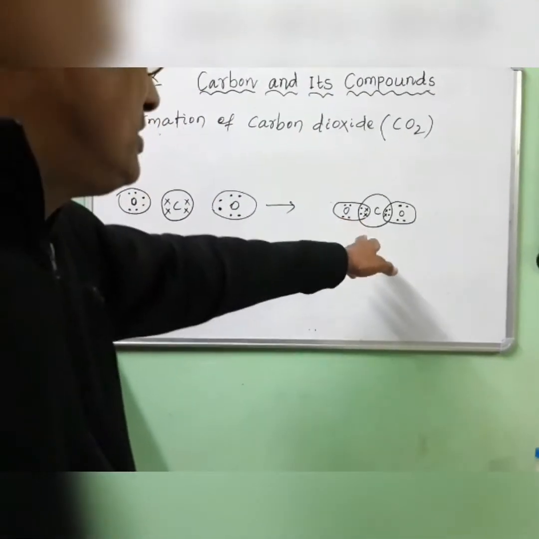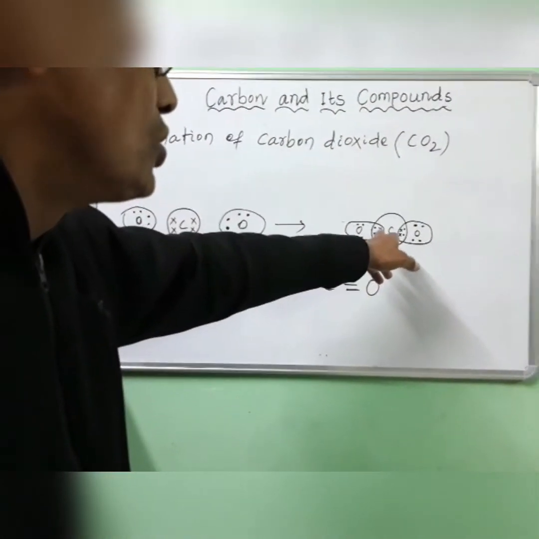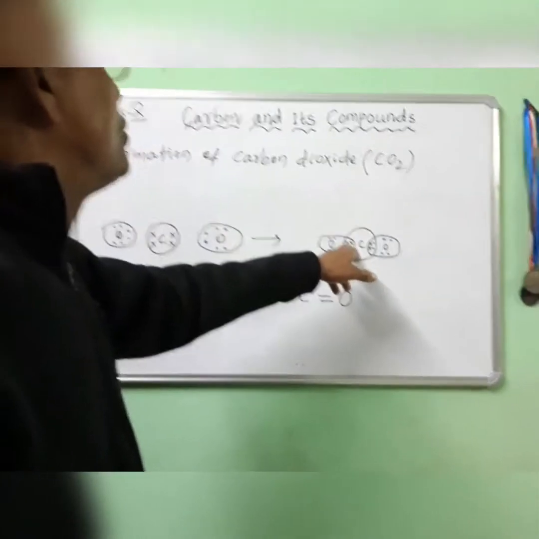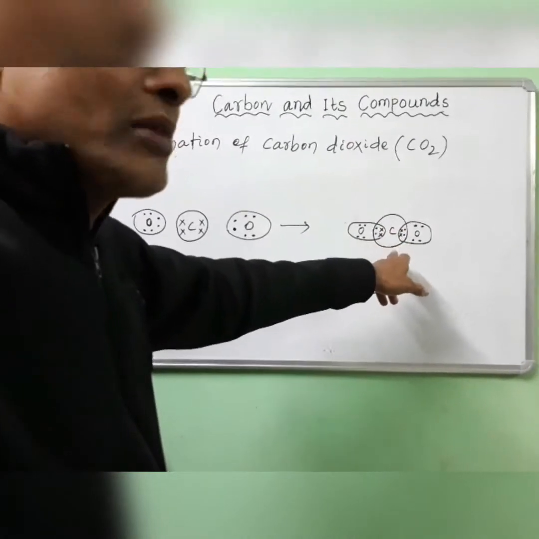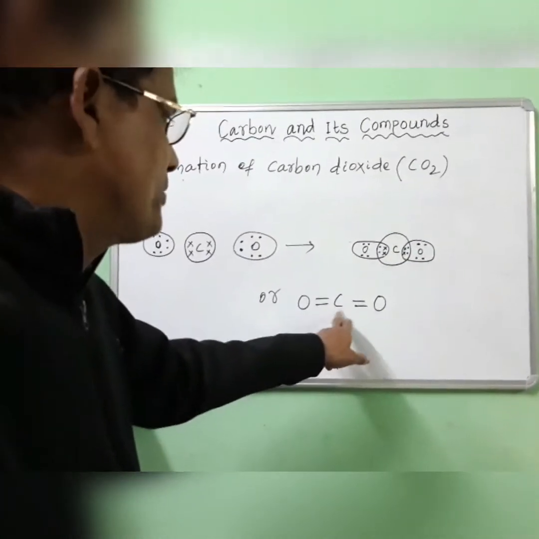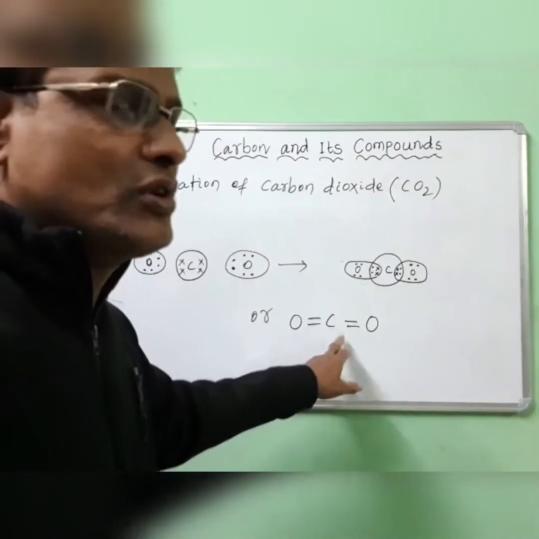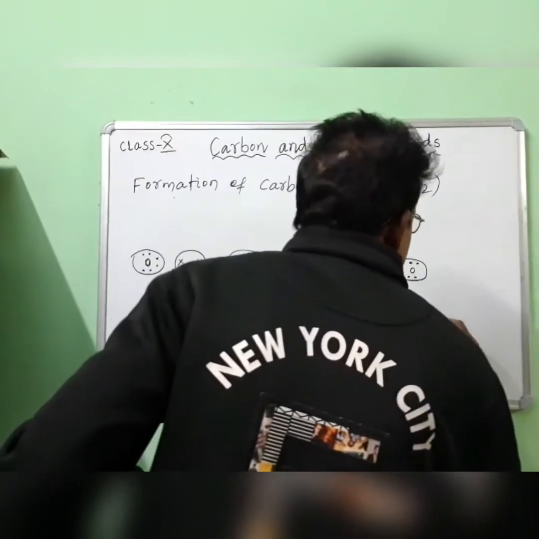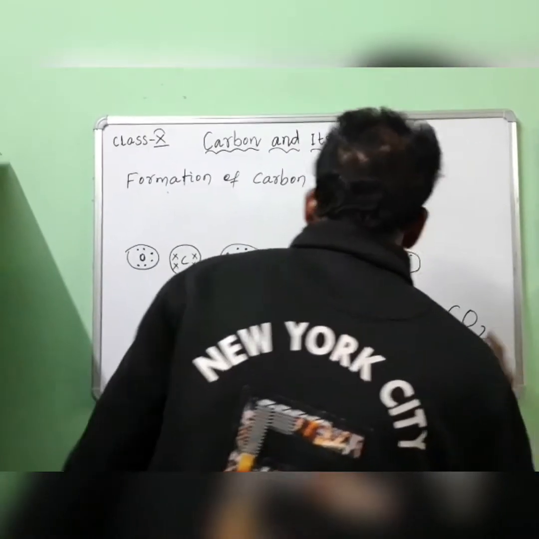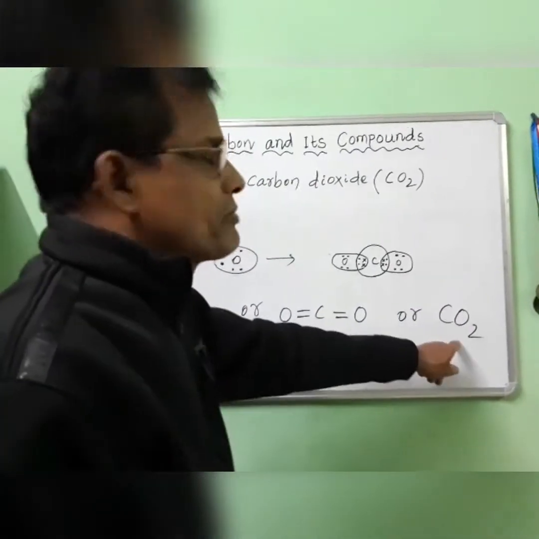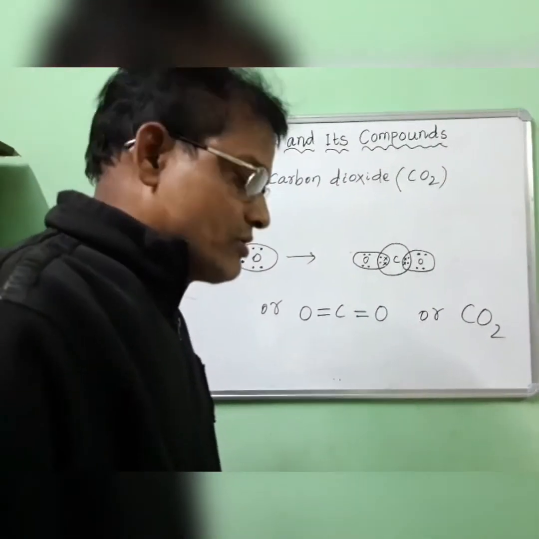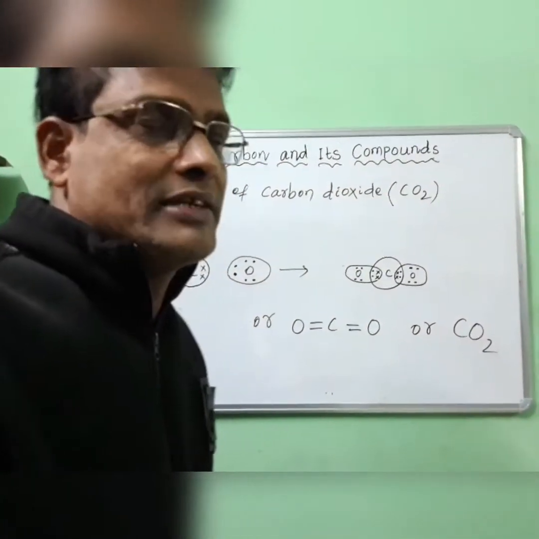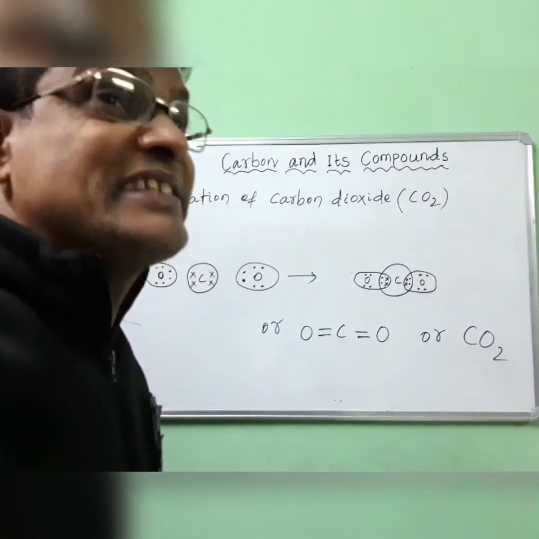So here see, two pairs of shared electrons form a double bond between carbon and oxygen atoms. Okay, so in this way CO2 is formed. That is, carbon dioxide is formed. Okay. Next, formation of the sulfur molecule. Very important. Formation of the sulfur molecule, S8 molecule. Okay.